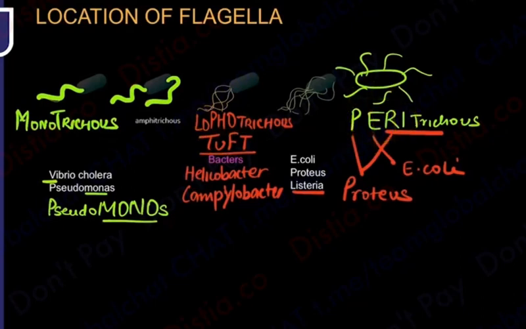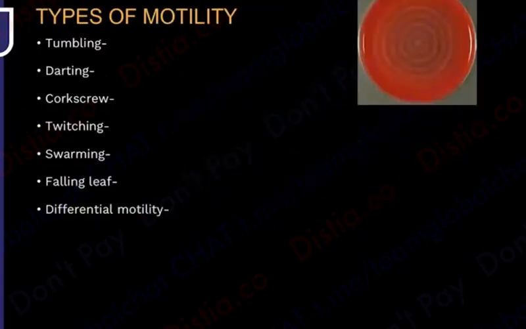So on the basis of these locations, how many types of motility are known? Firstly, tumbling. Tumbling means like a drunk man. Tumbling motility is seen with Listeria. Listeria is your drunk man. Tumbling motility is seen with Listeria. In fact, when you go to Listeria chapter, it's an amazing story I've told you of a tully drunk man. Always remember, tumbling motility is seen with Listeria.